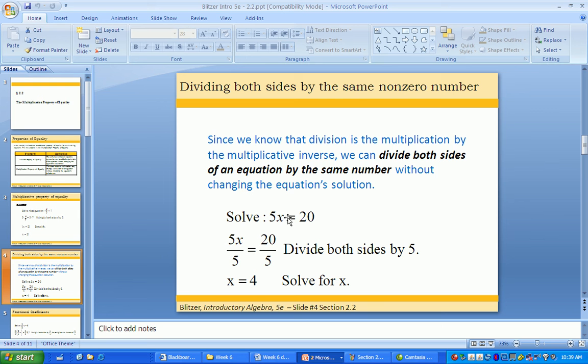How can we get rid of that 5 right there? Well, we divide by 5. We divide this by 5, because 5 divided by 5 is equal to 1, so we end up again with a 1 in front of our x. Well, if we divide by 5 on the left, remember the rule, we have to do the same thing to the right. So if we divide 20 by 5, we end up with 5 divided by 5 is 1, or just x, is equal to 20 divided by 5, which is equal to 4. And we've solved our problem.